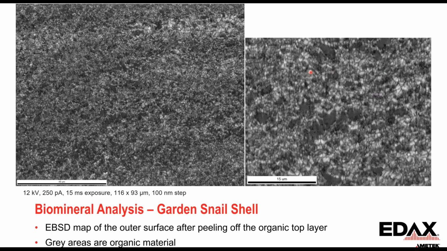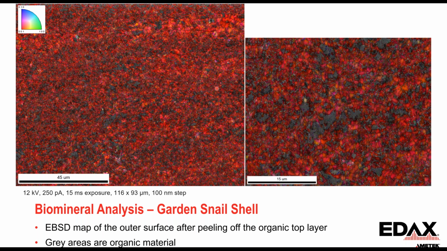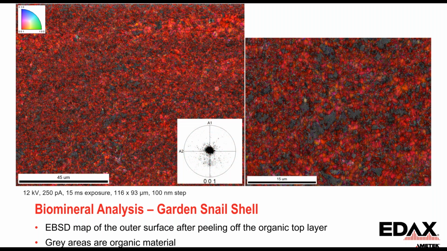So this is the EBSD image quality map here. This is after peeling off the top layer. The gray areas we see in some here are some of the residue of the organic material. But we can look at the orientation map. Again, we see it's all a particular strong texture and 001 orientation. We can show it in the pole figure showing similar clustering.